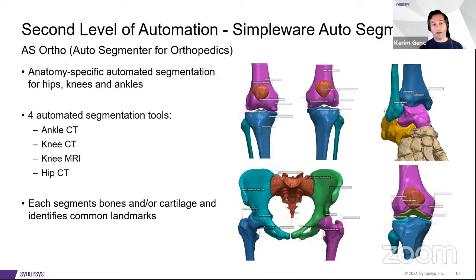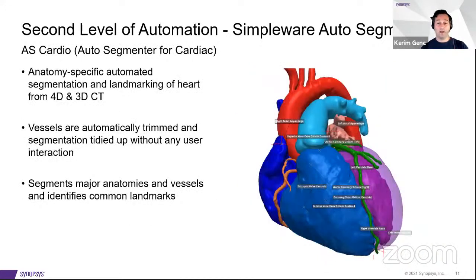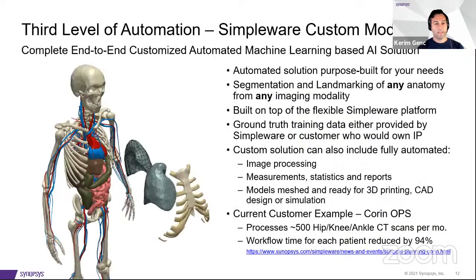Currently we have four automated segmentation tools, for the ankle CT, knee CT, knee MRI, and the hip CT. Each segments bones and cartilage and identifies common landmarks automatically. The other one we have is AS Cardio. This is for cardiac CT, where 4D and 3D CT data can be imported, segmenting all the major vessels and major anatomies of the heart, and also providing landmarks. I'll have a case study on this application as well.